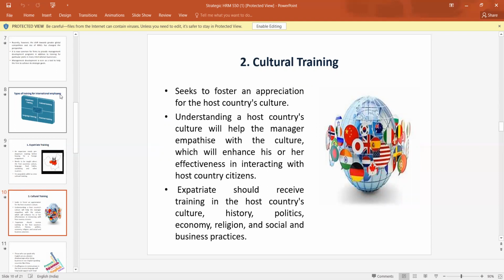Cultural training. Cultural training seeks to foster an appreciation for the host country's culture. Cultural training leads to understanding the host country's culture, which helps the manager empathize with the culture and enhances his or her effectiveness in interacting with the host country citizens. Expatriates should receive training in the host country's culture, history, politics, economics, religion, social, and business practices.